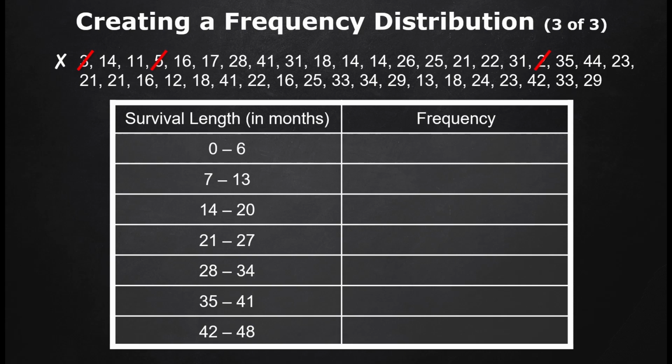And that's it. No more values fall between 0 to 6. So that class has a frequency of 3, because 3 values fall within that range.